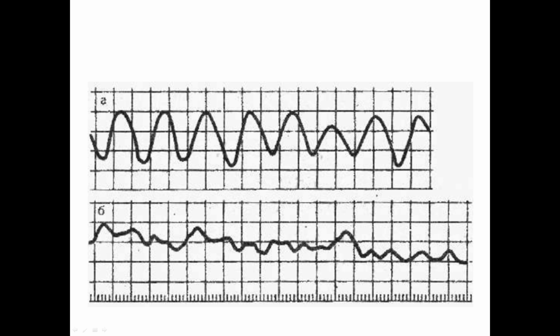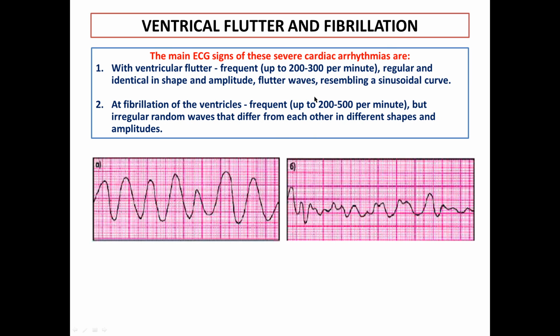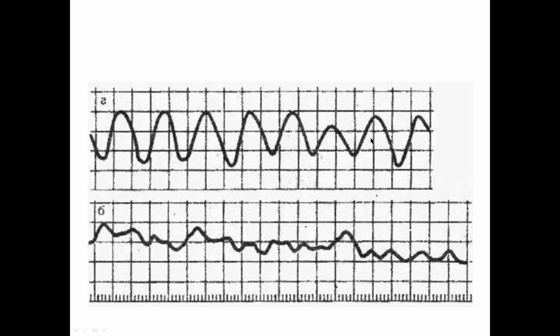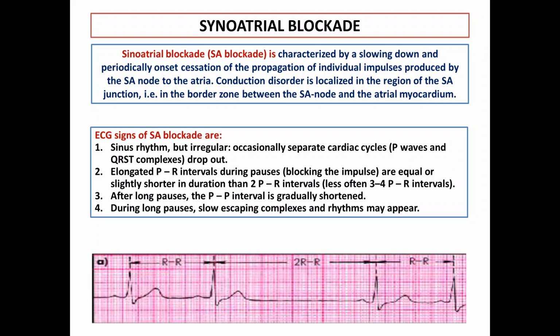Here is again flutter and fibrillation of ventricles. In these cases, of course, our patient will lose consciousness. Why? Because when our cardiac muscle contracts at a speed of 200 to 500 per minute, of course, it couldn't pump the entire blood, and blood pressure will be extremely decreased.